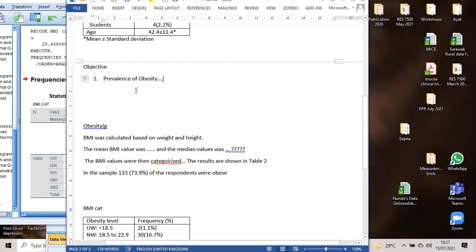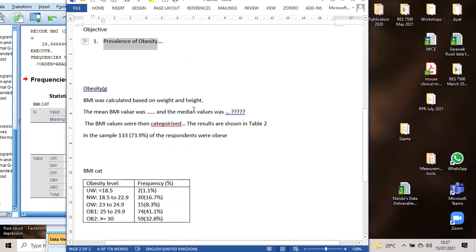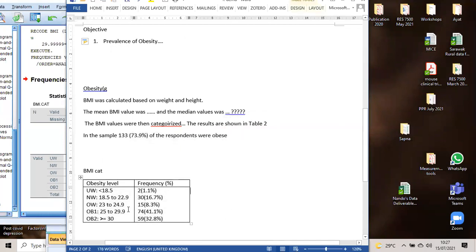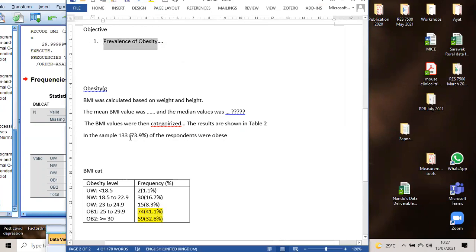So what's your finding for this now? You want to know the prevalence of obesity. Is this your finding? I'm only taking the obese. When I take the overweight, we'll add some more. Your answer will come from here. So that's my objective number 1. I need the table value. Based on this, even if I'm talking about only obese 1 and obese 2, the prevalence of obesity is 73.9%.